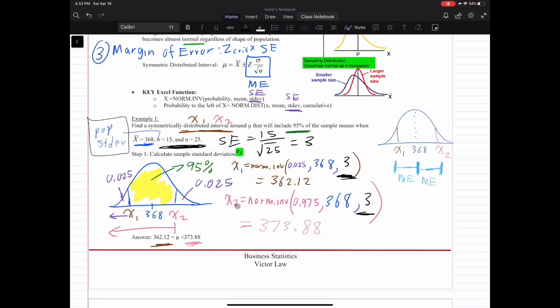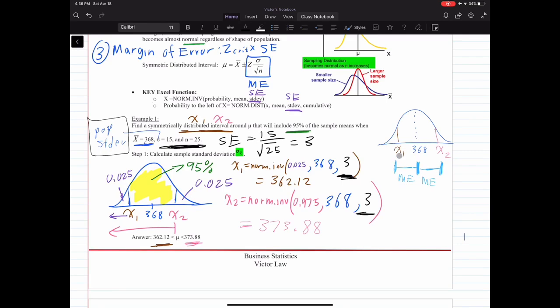Once we calculate x1 and x2, 362 is basically your x1, and 373 is basically your x2. The margin of error in this question is the gap between your mean, which is 368, and your x1. So the difference between 368 and 362 is your margin of error. Similarly, margin of error is also the difference between the upper bound and your mean: your 373 minus your 368 is also your margin of error.